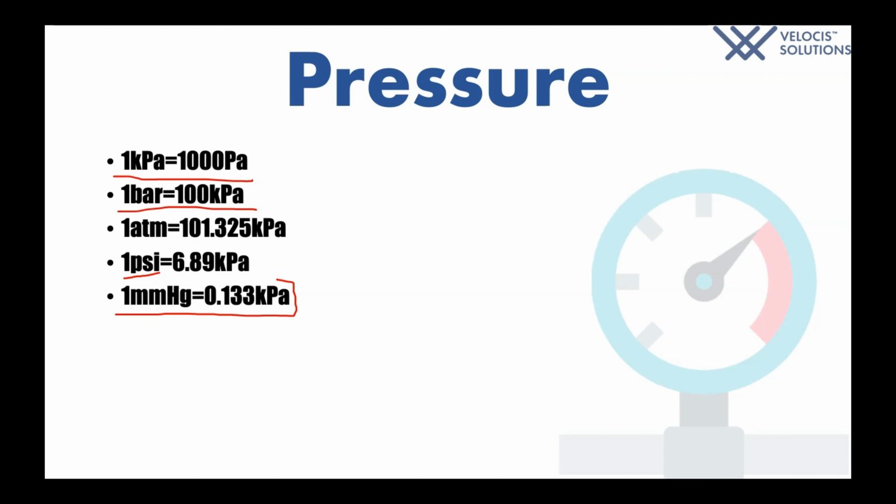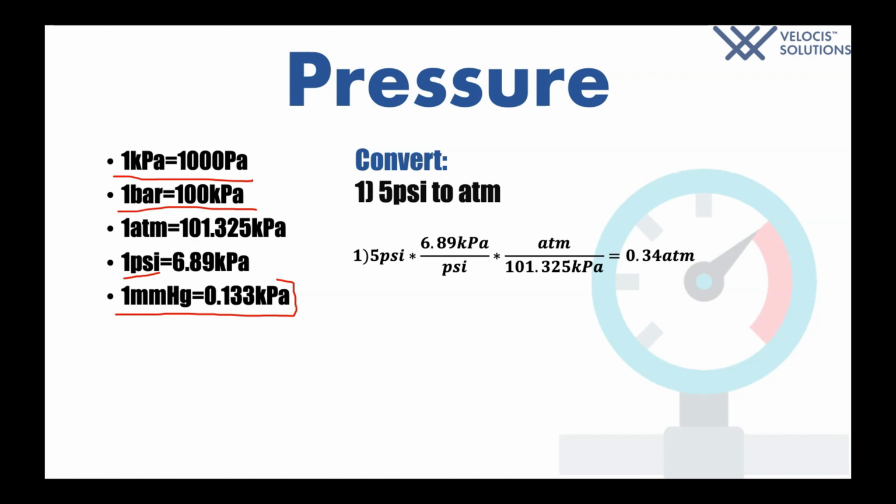By using the mentioned information, let's try to convert 5 psi to atmosphere. Unfortunately, here we don't see a direct conversion factor. But we can do it in the following way. First, we will convert psi to kilopascal by using our factor here. We are going to cancel out psi. Then, we will convert kilopascal to atmosphere by dividing it by 101.325 kilopascals. As a result, we get 0.34 atmospheres.